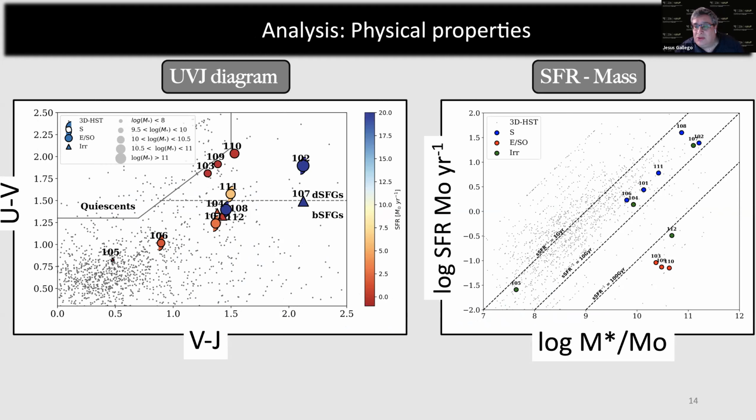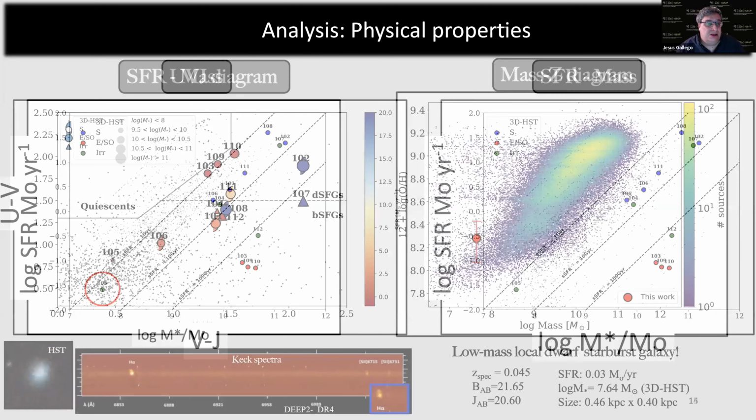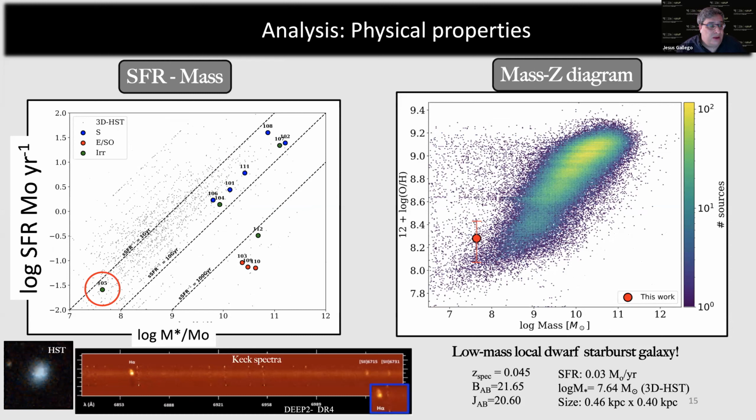The one that we qualified at 105 is the green dot on the bottom left corner of the plot, and is the one identified with a red circle on the left. And this is because by itself, it was a very interesting object, being a low mass local dwarf starburst galaxy. We then checked the DEEP2 archive, and we were able to realize that there was already a Keck spectrum available.